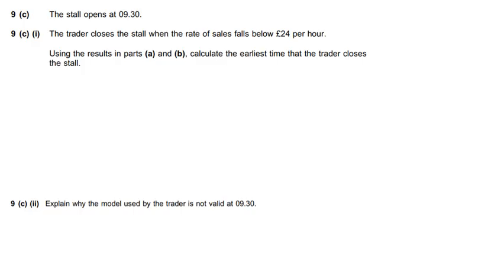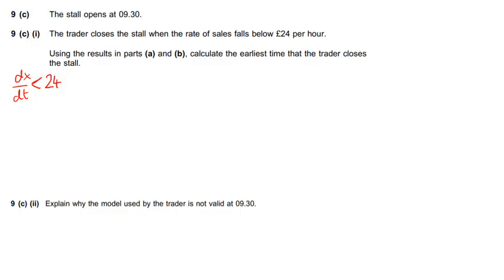Part C, the stall opens at 9:30. The trader closes the stall when the rate of sales falls below £24 per hour. Using the results from the previous two parts, calculate the earliest time that the trader can shut the stall. Okay, so we're constrained by this. The dx by dt, we're looking for when is that less than 24?